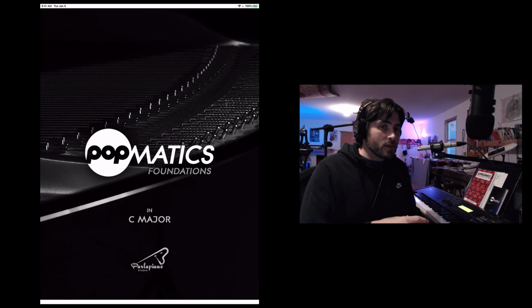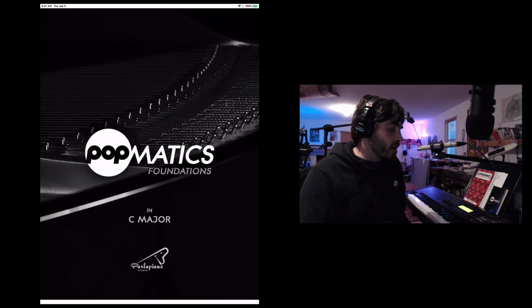And so these are going to be key specific. So there's going to be one for each key. So this first one is now complete in C major, and I'm going to be starting to do the other ones too. So I'll just talk a little bit about what's in here.